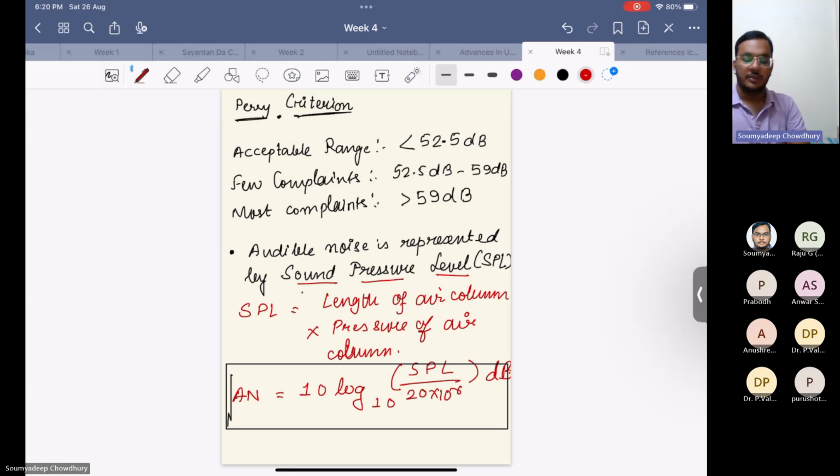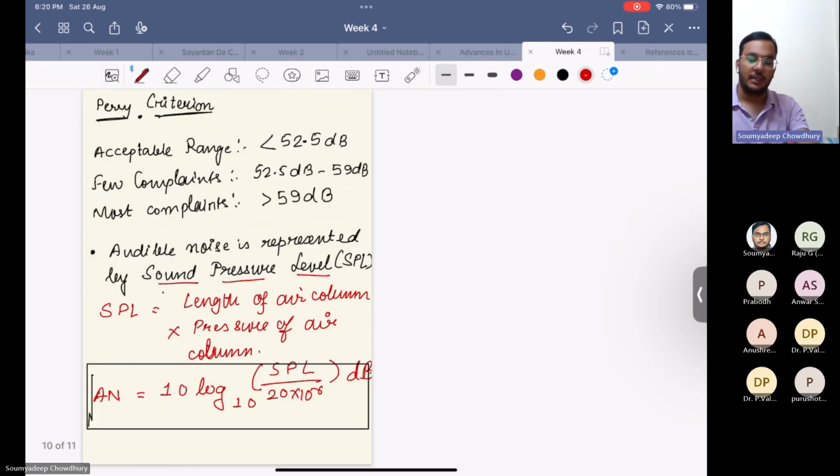How do we measure this audible noise? Audible noise is represented by the sound pressure level, or the SPL. SPL is basically the length of the air column multiplied by the pressure of the air column. We have an equation for audible noise in terms of the SPL, which is given by 10 log of SPL by 20 into 10 to the power minus 6, in decibels. I'll be doing two or three numericals based on this audible noise, and each one of you can try it.